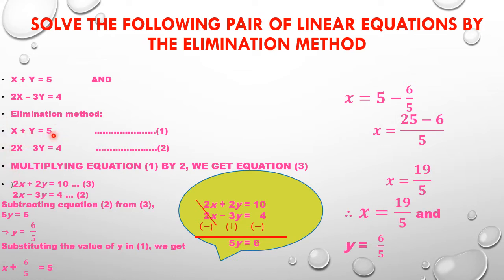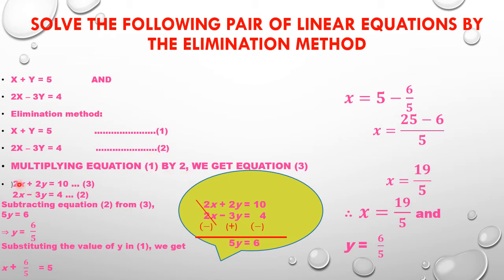When we multiply the whole equation by 2, what shall we get? We will get 2 into x, 2x, plus 2 into y, 2y, and 2 into 5 is equal to 10. Mark this equation as equation 3. And now you can see that equation 2, which was previously over here, is repeated over here. So we just changed equation 1 by multiplying the whole equation by 2.